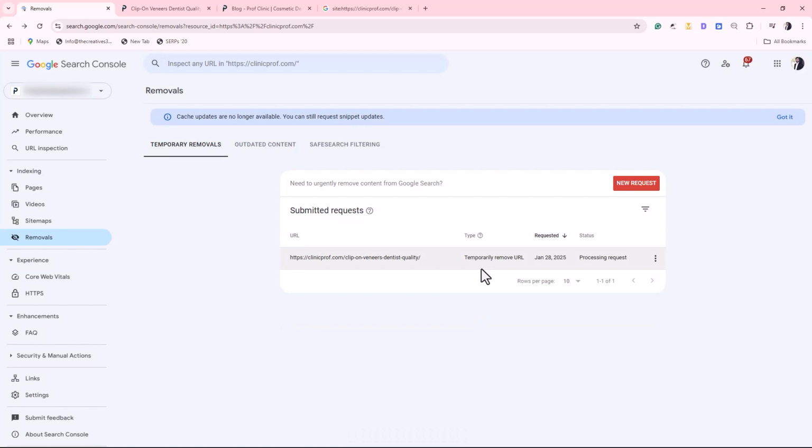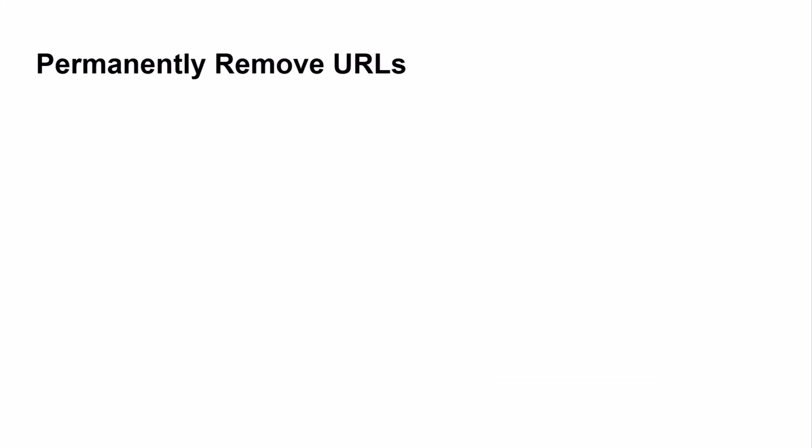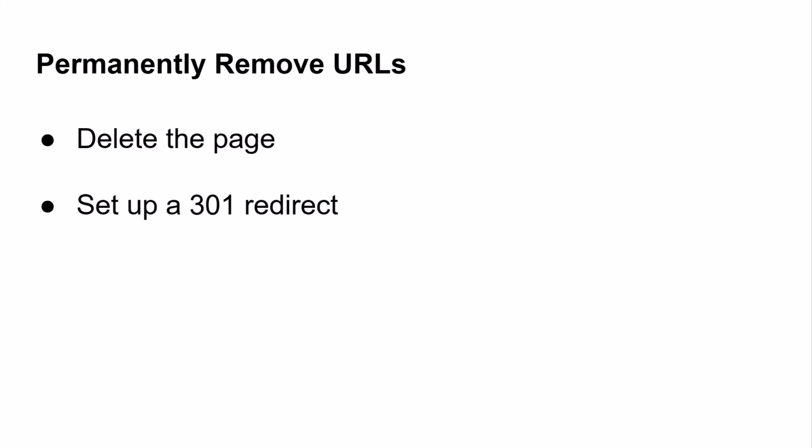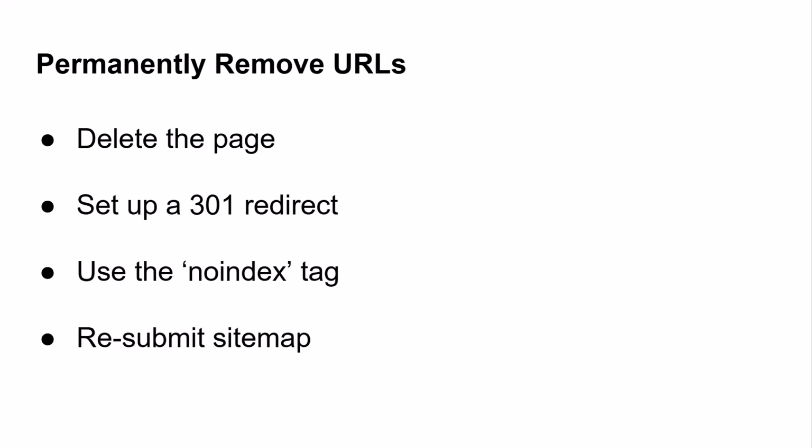But keep in mind, this is a temporary solution. By this method, our URL will be removed from Google's index for only 6 months. If you want to permanently remove the URL, make sure to delete the page from your website, set up a 301 redirect to a relevant page, use no index tag on your page meta code, and update your sitemap and resubmit it to Google Search Console.